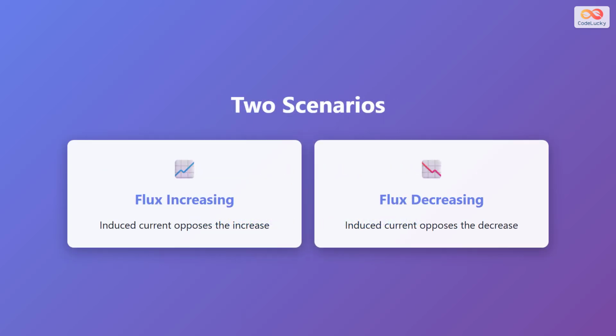There are two main scenarios we encounter. First, when magnetic flux is increasing through a coil, the induced current flows in such a direction that its magnetic field opposes this increase. Second, when magnetic flux is decreasing, the induced current flows to oppose the decrease, essentially trying to maintain the original flux. In both cases, the induced current acts as a resistor to change.